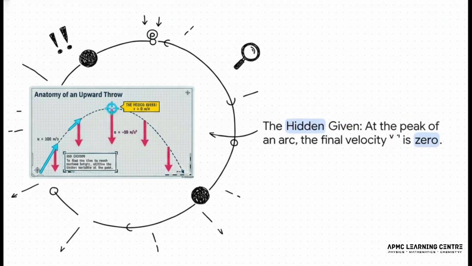Okay, pro tip here. This is one of those hidden givens that can totally unlock a problem. When you throw an object straight up into the air, what happens at the very, very top of its flight? For just a split second, it stops. It hangs there before it starts to fall back down. At that one instant, its velocity is 0. The problem might not tell you that, but it's always true and you can always use it.